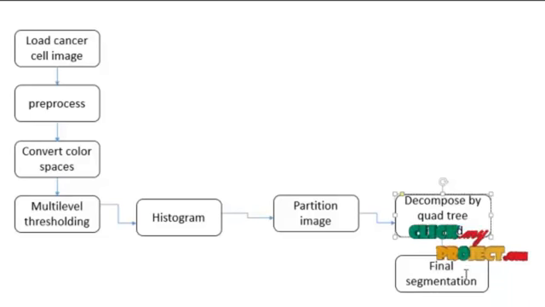After that, we perform the final segmentation. The final segmentation result segments the selected cell image, and it displays the image as black and white.